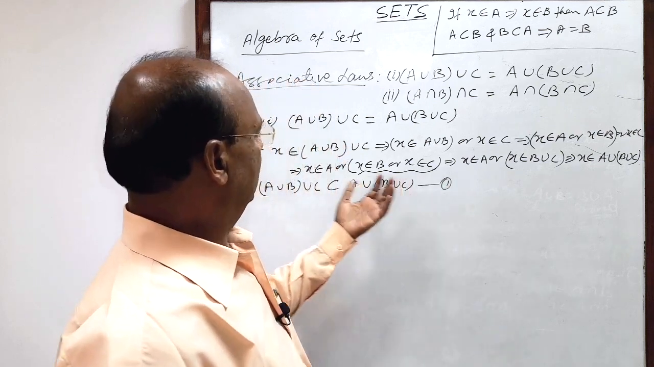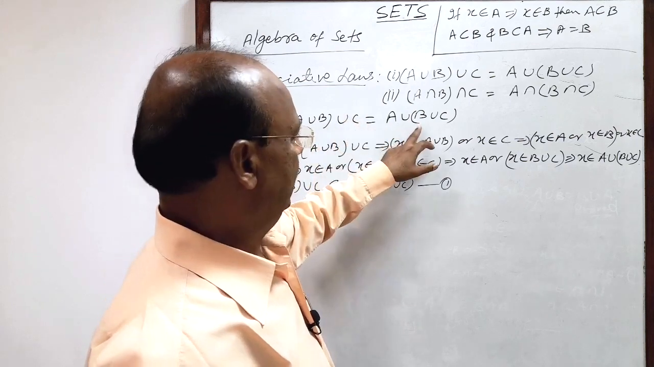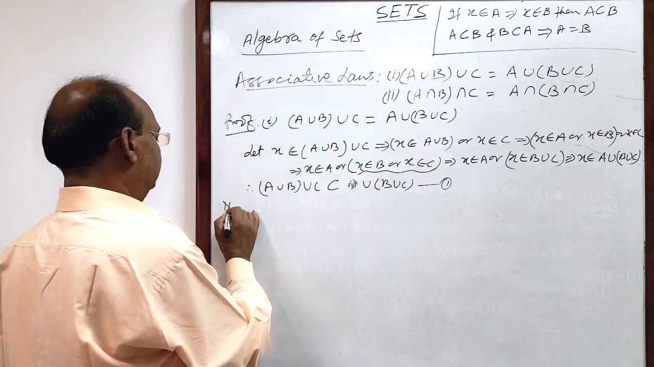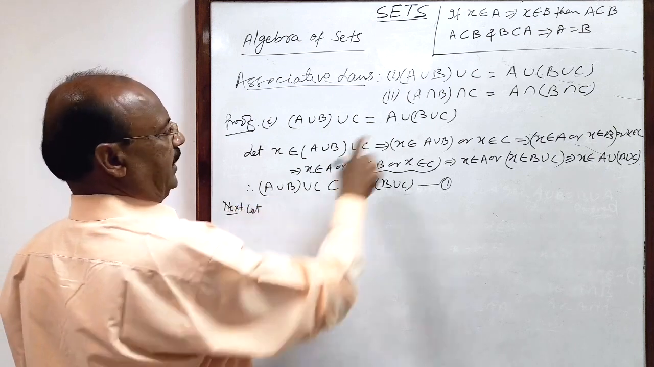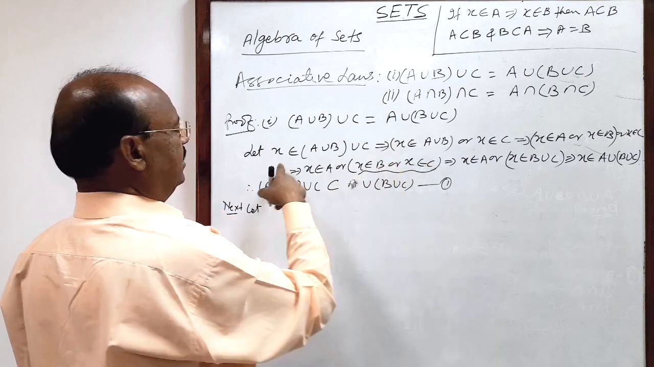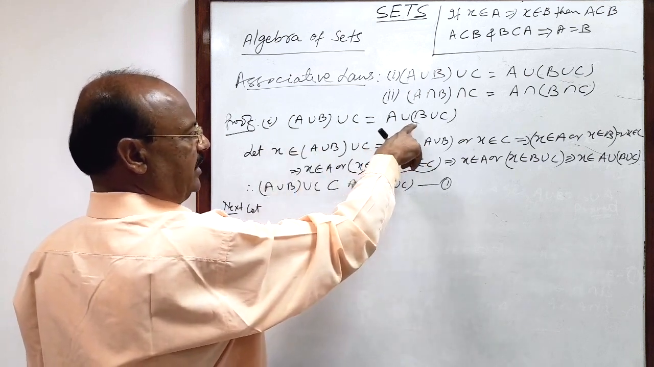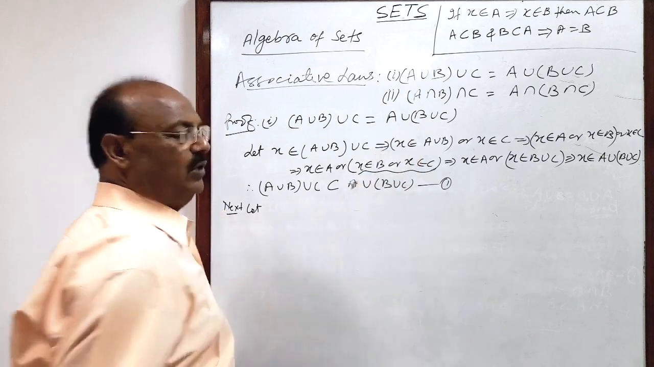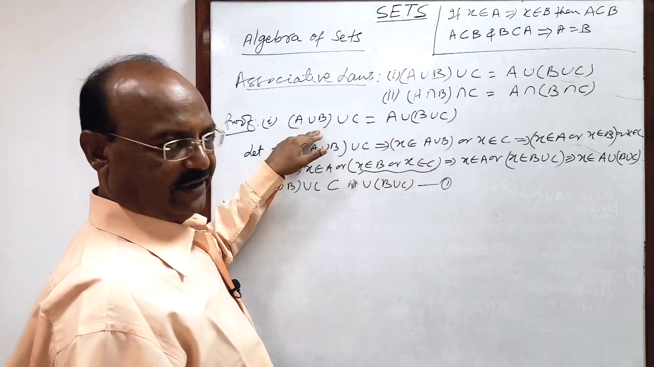Again, we'll do the reverse process. We'll start from here. Next, let X belong to the right hand side. Here we had started with X belonging to the left hand side. Now we will start with X belonging to the right hand side, and we will try to show that the right hand side is a subset of the left hand side.